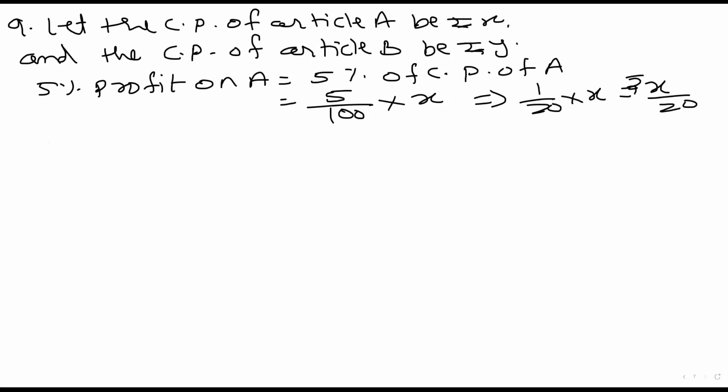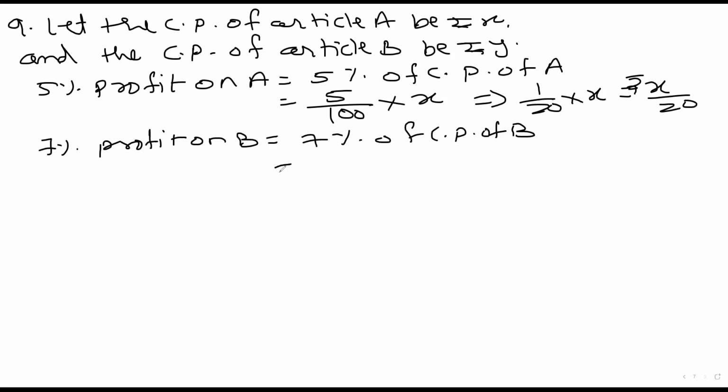Similarly, what is the profit on B? 7% profit on B is equal to 7% of CP of B, that is 7 upon 100 into Y. Can you simplify it? No, you cannot, 7 is a prime number. So 7 upon 100 Y. Okay, just keep it like that.